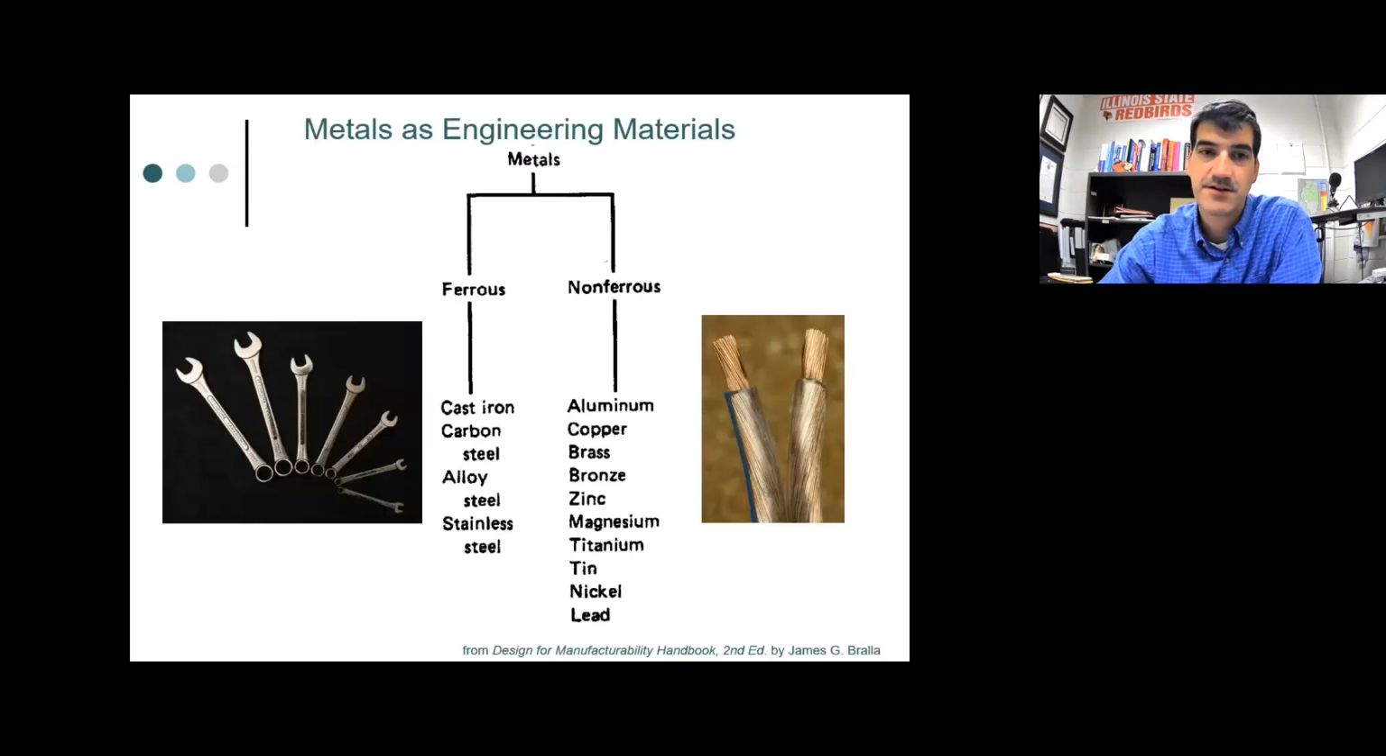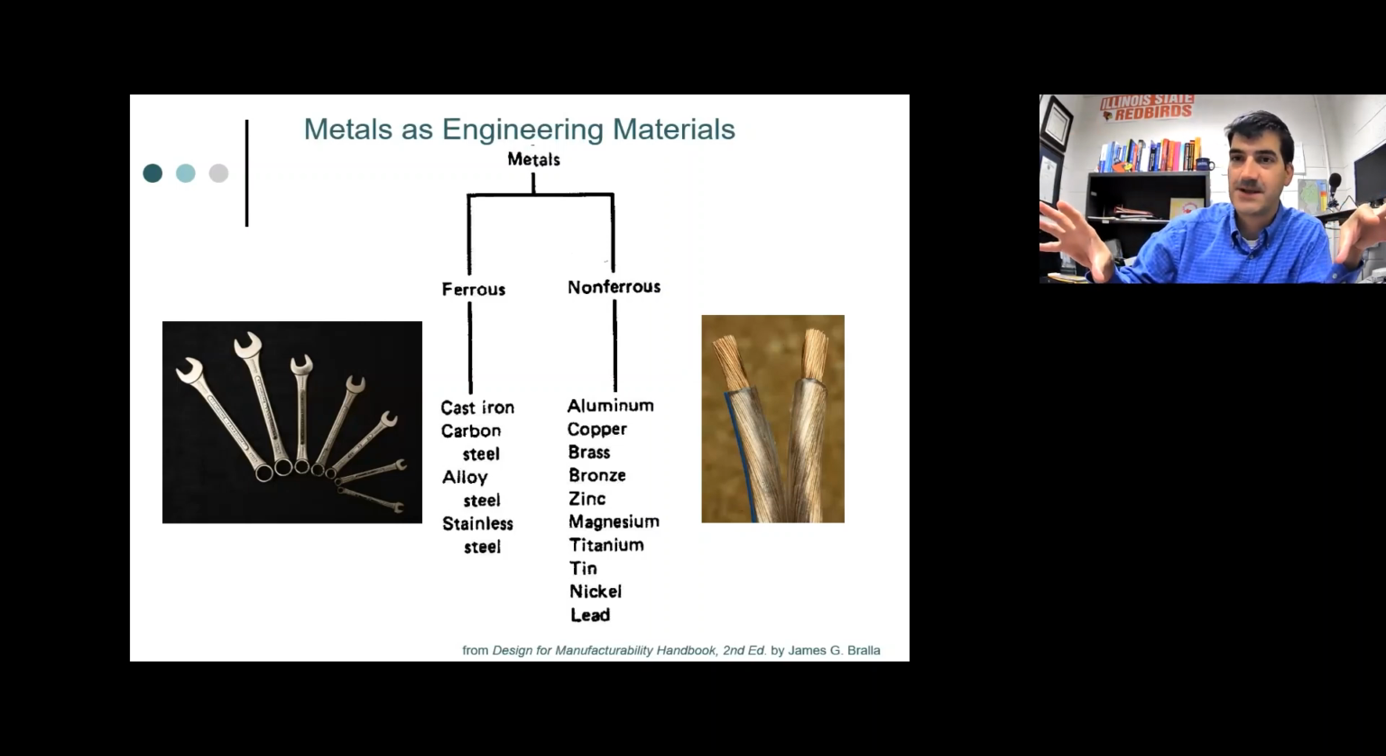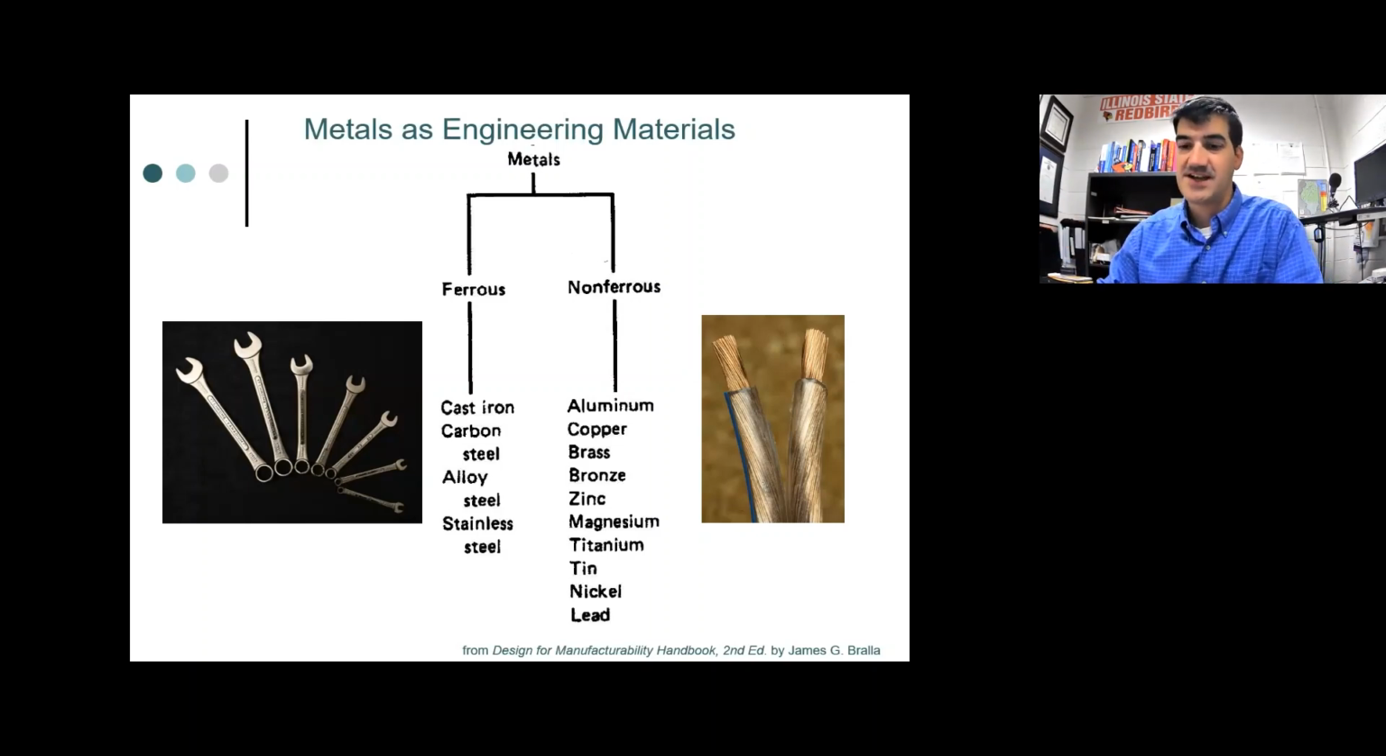So we'll talk about metals first. We can divide them into ferrous types of metal and non-ferrous types of metal. Ferrous metals in general means it contains iron. It has iron in it. If it's non-ferrous, it means it doesn't contain iron. That's generally the way that we categorize ferrous and non-ferrous.